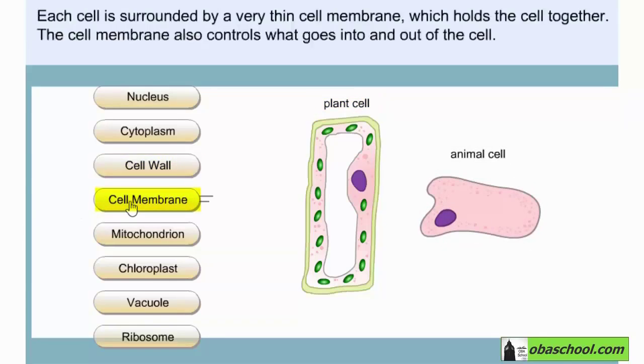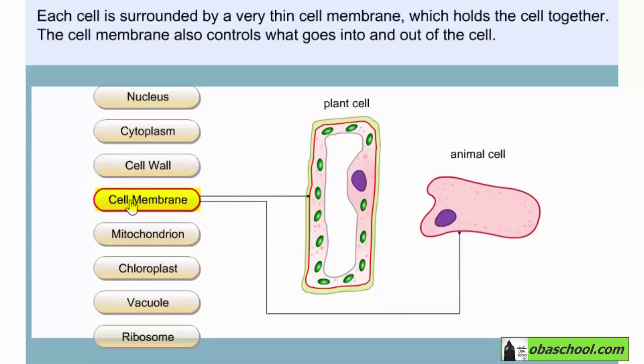Now let's talk about the cell membrane. Each cell is surrounded by a very thin membrane which holds it together. Cell membranes control what goes into the cell and what exits it. Any plant cell or animal cell is surrounded by a cell membrane. Cell membranes keep the cell together and give it the unity of its form.